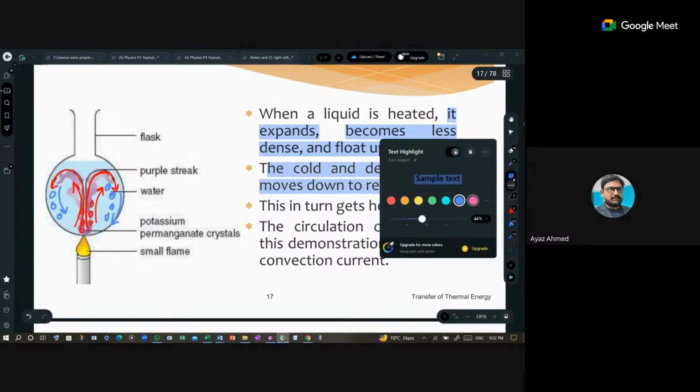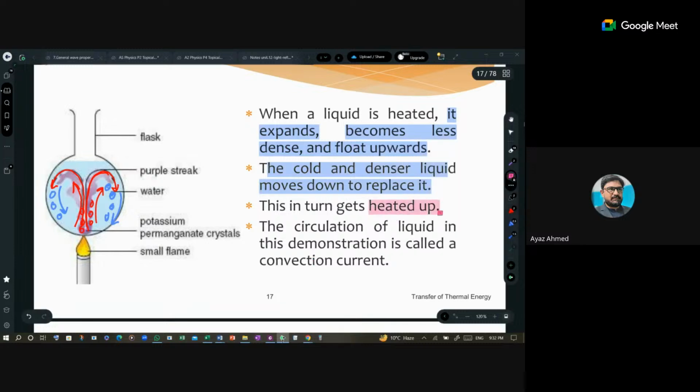This in turn gets heated up. I mean, when the cold reaches the heat source, those people who were at the end of the line, when they reach the food table, what will they get? They will get the food from there and then they move about. The circulation of the liquid in this demonstration is called convection current. What do we call this whole movement? This is called your convection current.